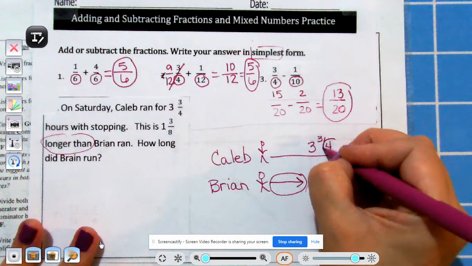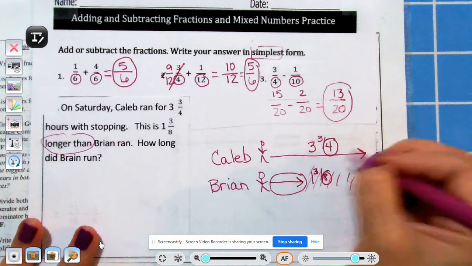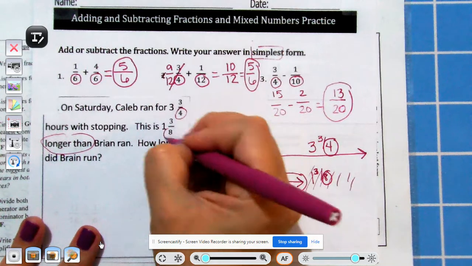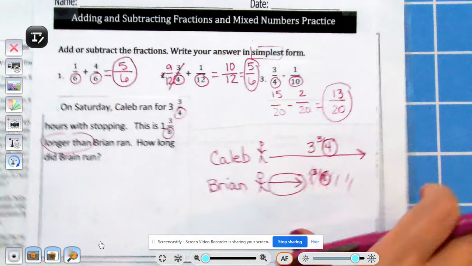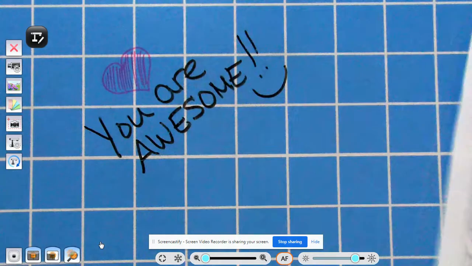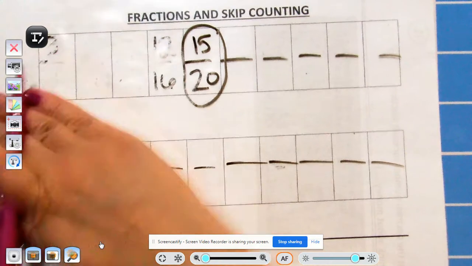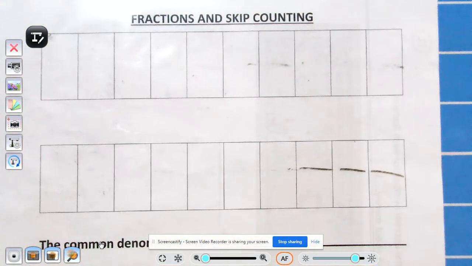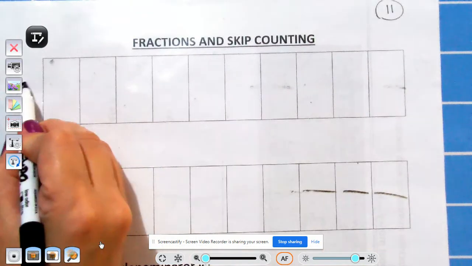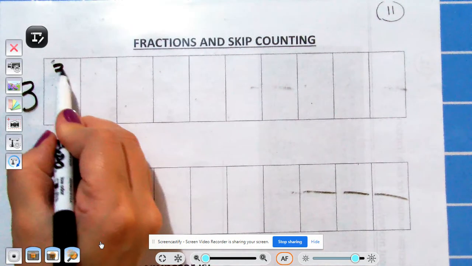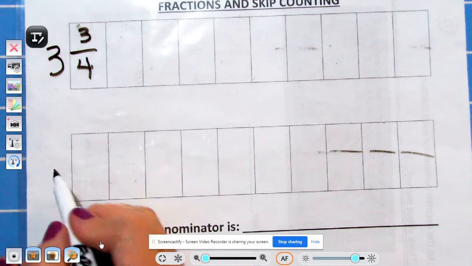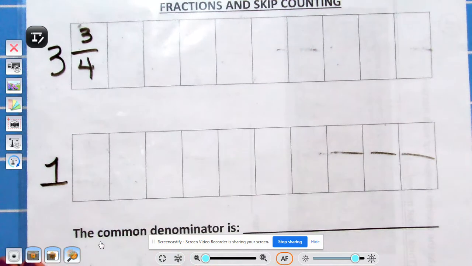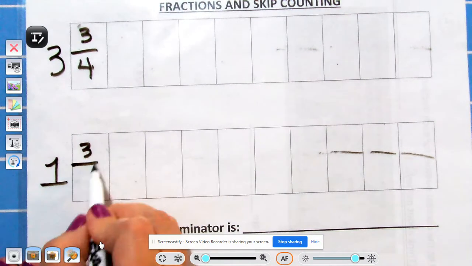Do your denominators like each other? No, they do not. So we have to find a common denominator. And these are mixed numbers. So to change denominators, it's going to work the same way. 3 3/4. I'm going to put my whole number 3 out here and just put the 3/4 inside the box. And then 1 3/8.